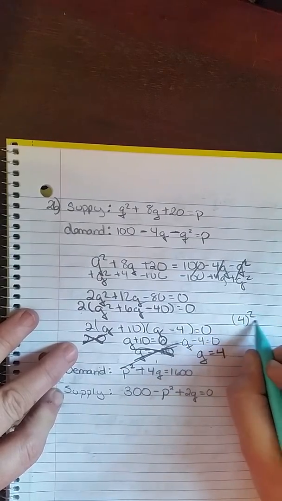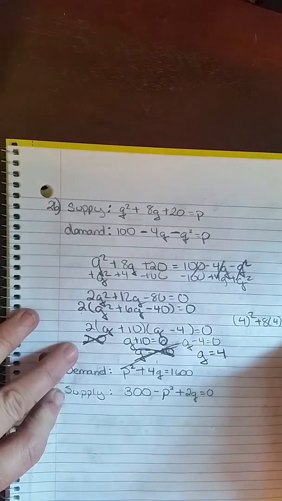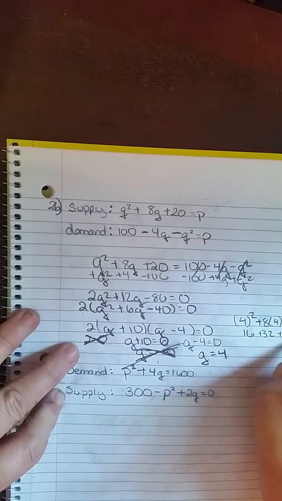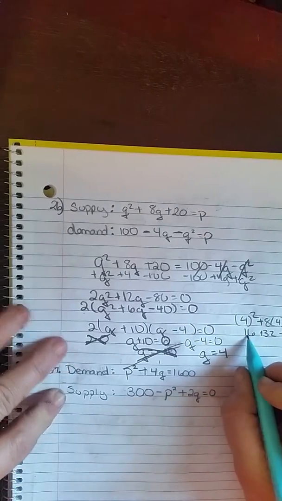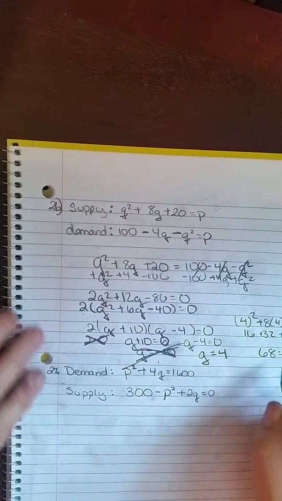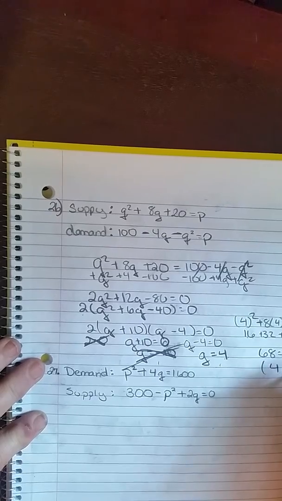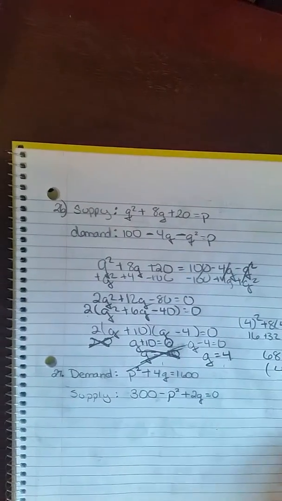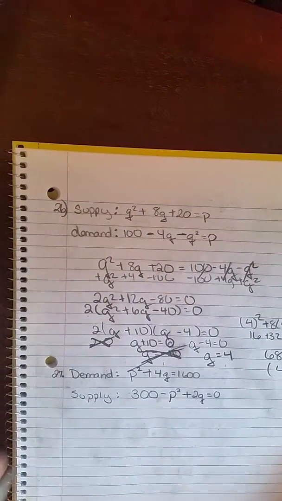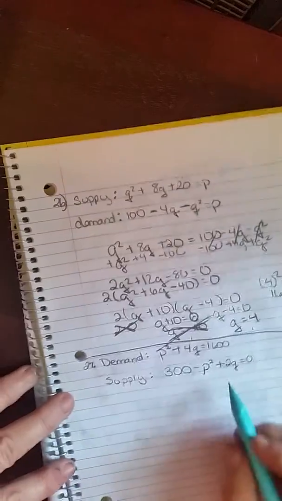Doesn't matter which equation, to find the price. 16, 32, 20, 52, 62. I believe that is 68. So the equilibrium quantity and price is 4 and 68. Yes, that is correct.